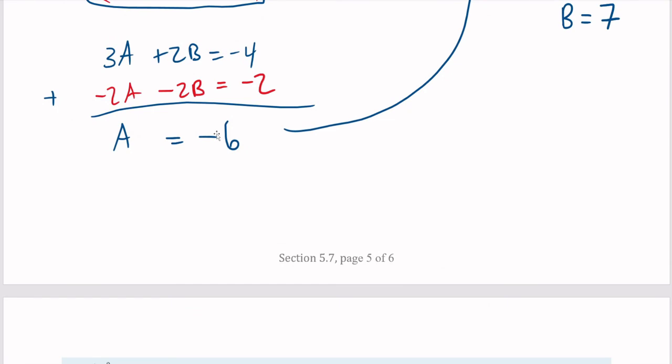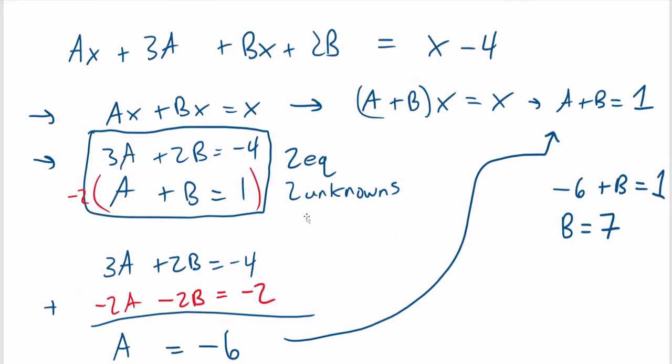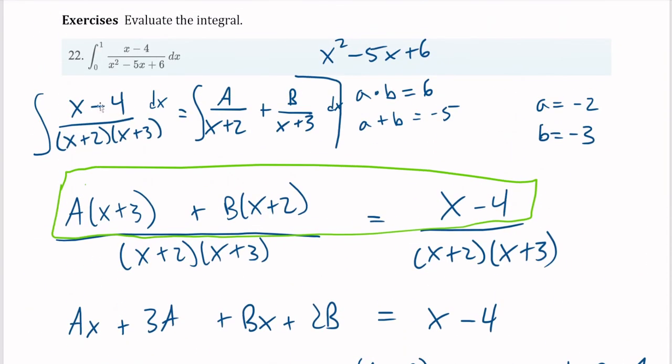So my original integral becomes, there's a lot of space taken up here too, don't forget, negative 6 over x plus 2, and I'm going to separate them into 2 as well, although you don't have to, plus 7 over x plus 3. This now is me separating this integral in its more compact form but more complicated into this simpler one.